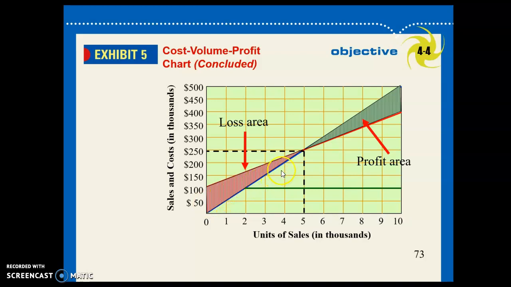Our loss area means here's my total cost line, this top red line, and my sales line is the bottom blue line. So now my costs are more than my revenue, and therefore that's producing a loss. And the fewer units I have sold below the break-even point, the more loss I have.